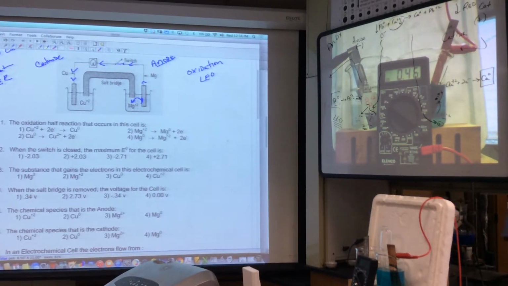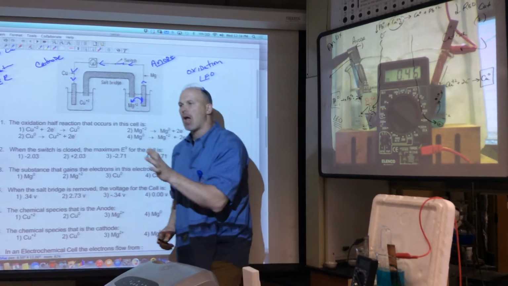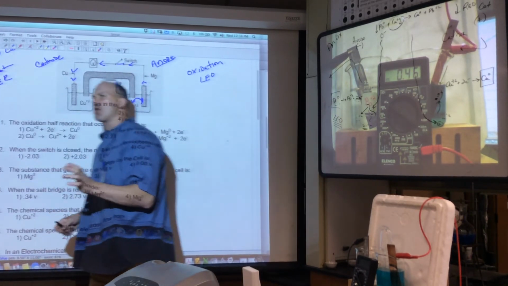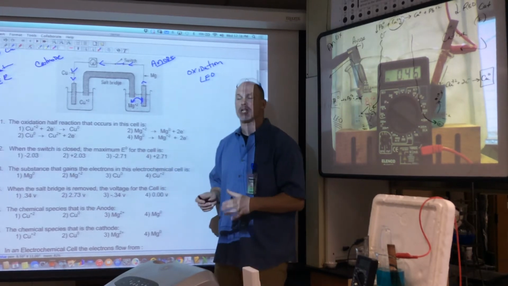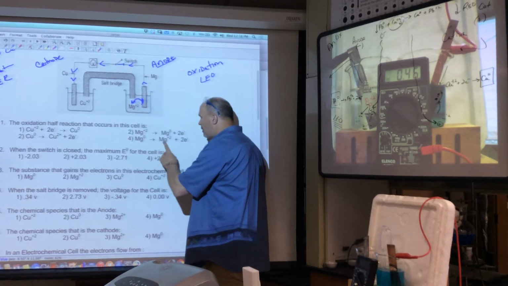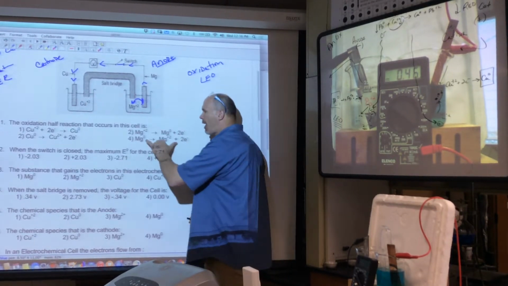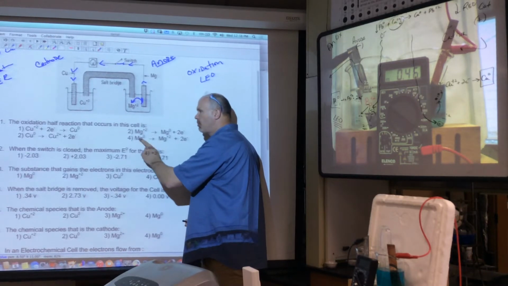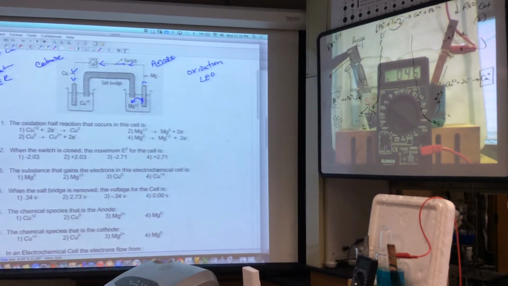Now, before you check off these, when you are given a redox reaction and you're given a choice regarding oxidation or reduction, make sure your half reaction is correct. This is 0 on this side, plus 2 and a negative 2 is 0. Just make sure you always check that your half reaction has the same charge on both sides. 4 is the answer. That's not tough, is it?